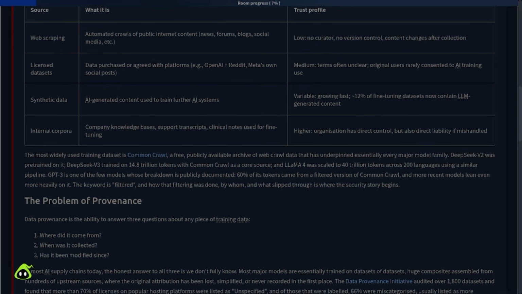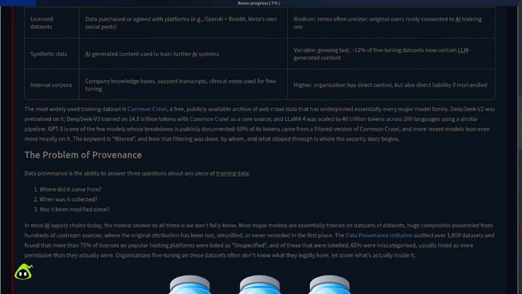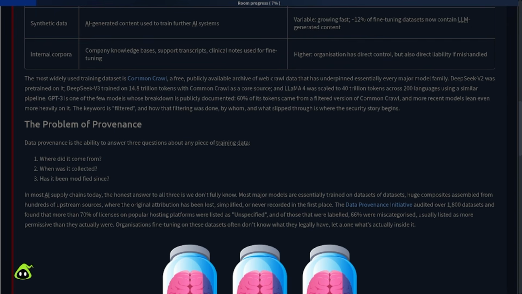GPT-3 is one of the very few models whose breakdown is publicly documented, and 60% of its tokens came from the filtered version of Common Crawl, and more recent models lean even more heavily on it, and the keyword is filtered. The important thing I previously discussed as well, the key thing over here, is the word filter. How we are filter these huge amounts of data is another essential role. We shouldn't be giving plain text credentials, sensitive information, anything that the model doesn't want the users to give. We need to filter it, and we need to filter for the purpose the LLM is designed for.